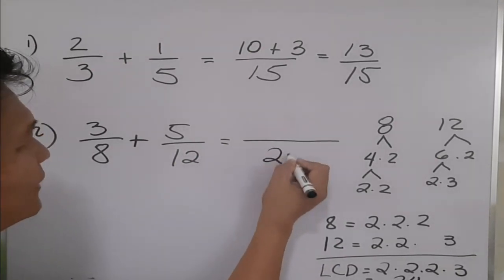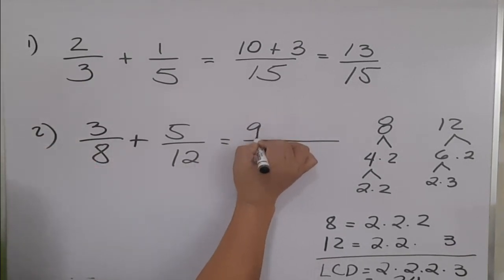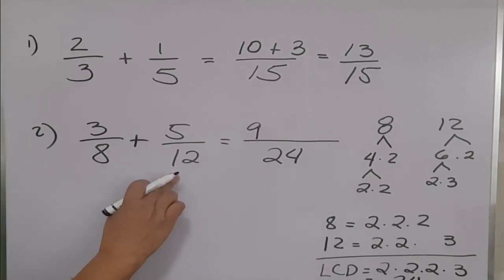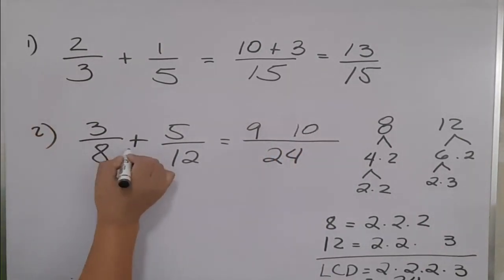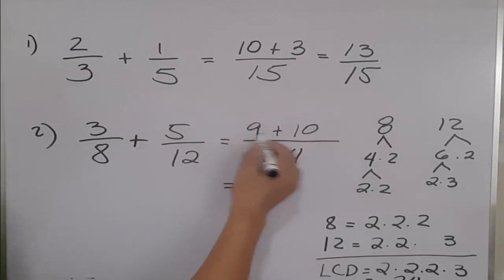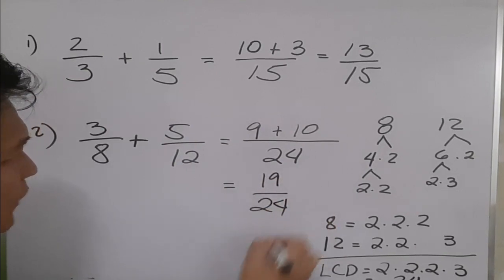So, gagamitin natin ngayon ang 24. And then, we divide. Okay? 24 divided by 8 is 3. 3 times 3 is 9. Okay? And then, 24 divided by 12 is 2 times 5 is 10. Then, plus. Then we add 9 plus 10 is 19/24.